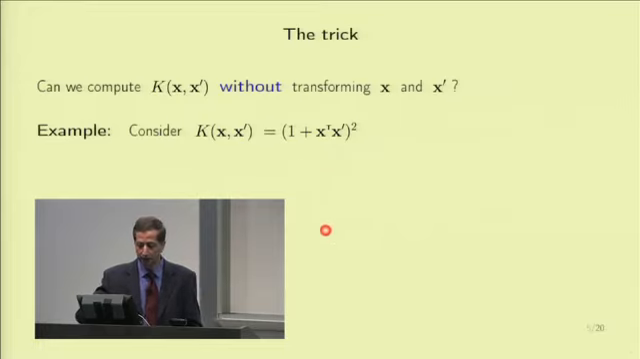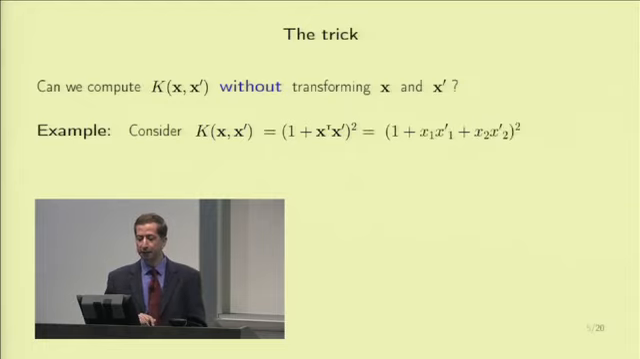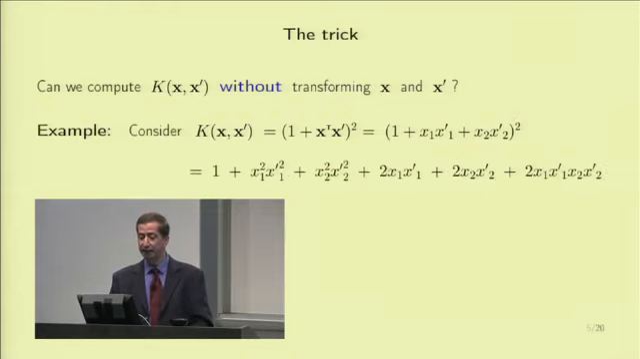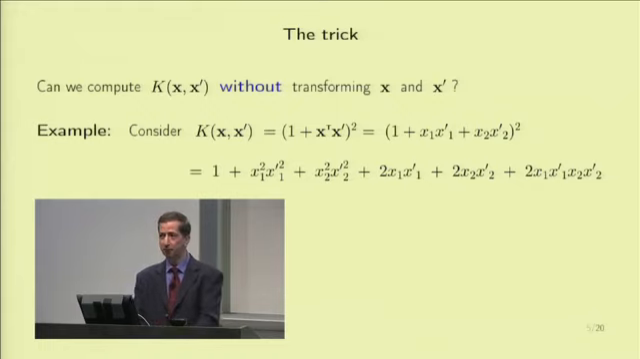So now I'm going to take this function, and I'm going to write it explicitly in terms of the components. I'm still working with 2-dimensional input. So the inner product here would be x1, x1 dash plus x2, x2 dash. So this is the quantity that I have. And I can definitely square things, and I get this quantity. Okay? So this is the value of the kernel.